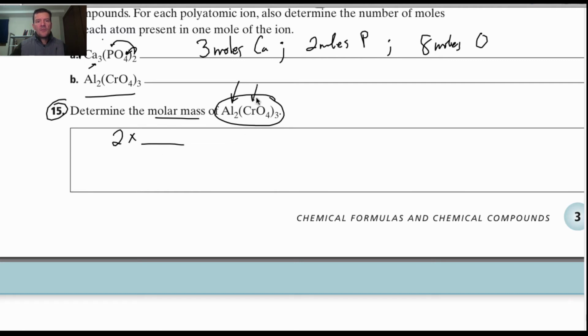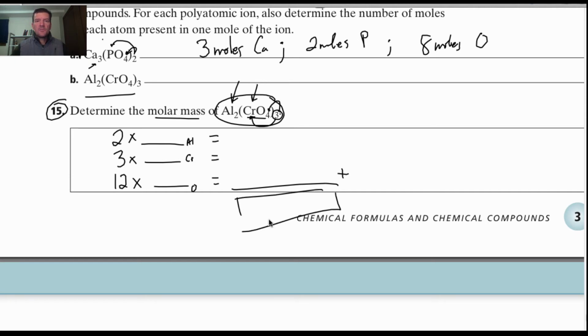Then we look for chromium. Notice this whole group is tripled. So there are 3 chromium, so 3 times the molar mass for chromium. This was for aluminum. This is for chromium. And we have to take 3 times 4 for oxygen. So that's 12. 12 times the molar mass for oxygen. And you find out each of those numbers, and then you add them all together to get your answer. Okay?